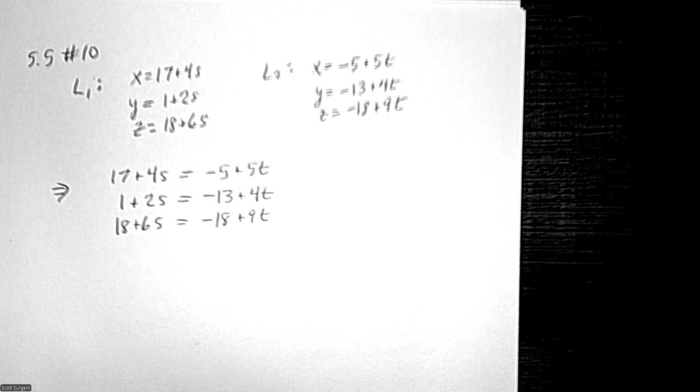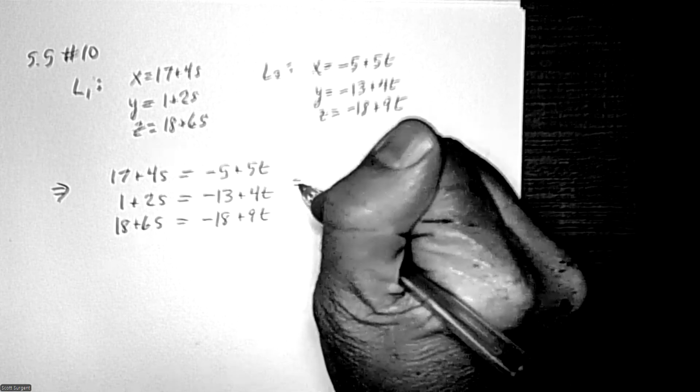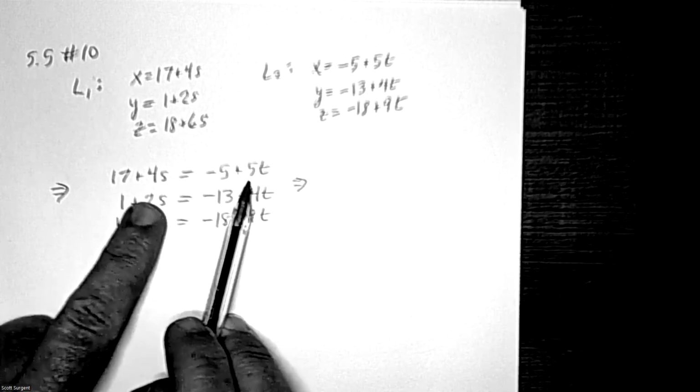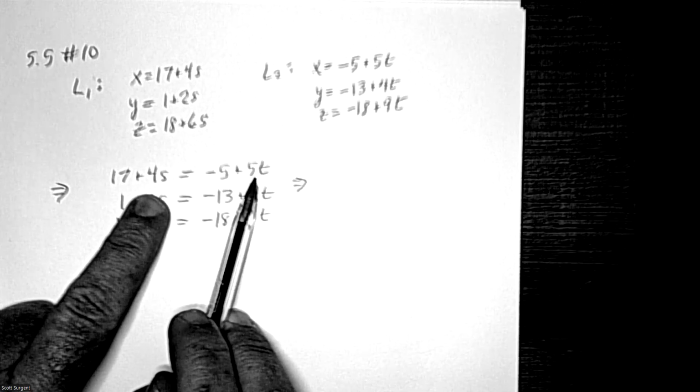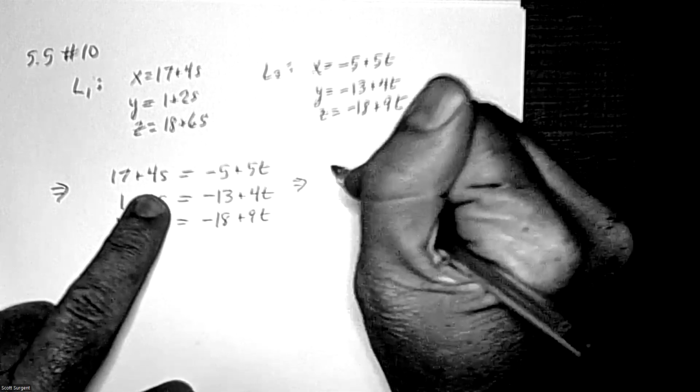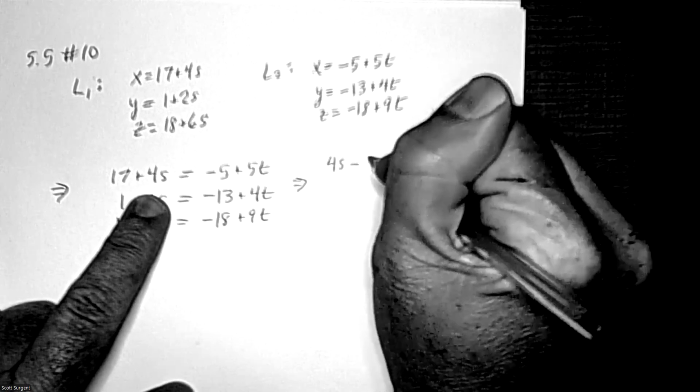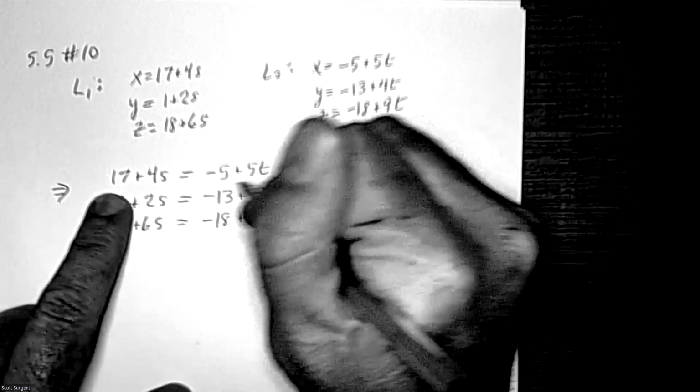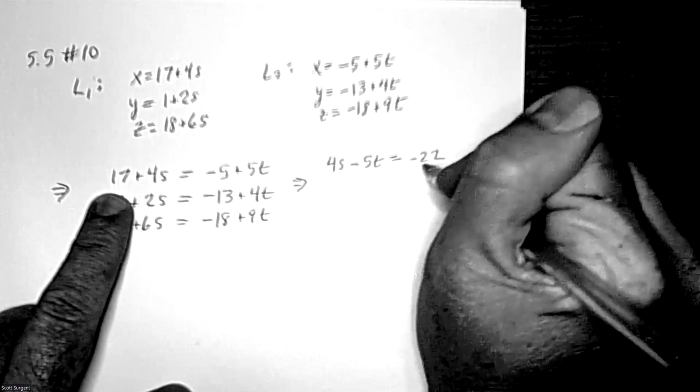And it should work out. So let's find out. Let's just see what happens. So what I'll do is a little simplification. Let me get the variable quantities to the left side. So it'll be 4s minus 5t, and then I'll move the constant over. So it'll be negative 22.